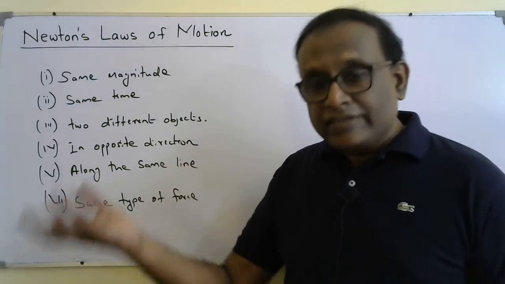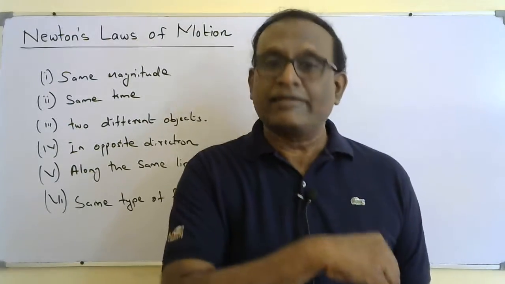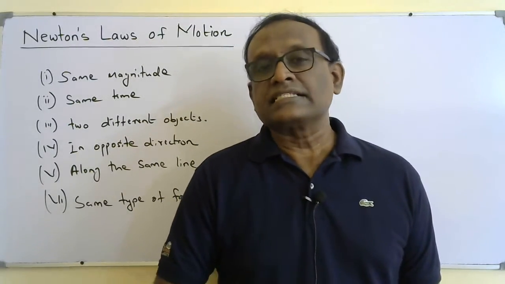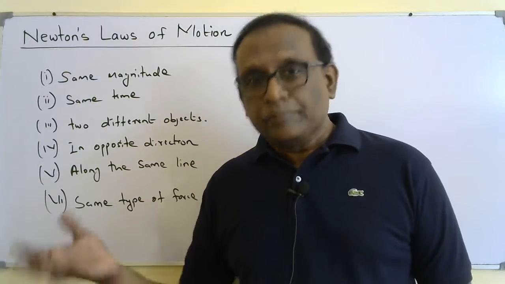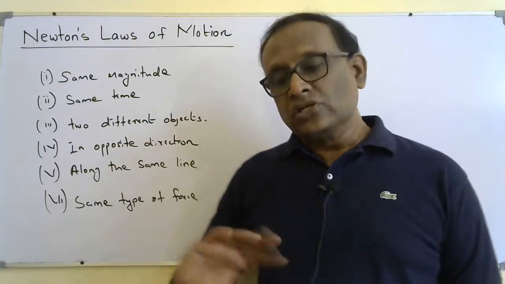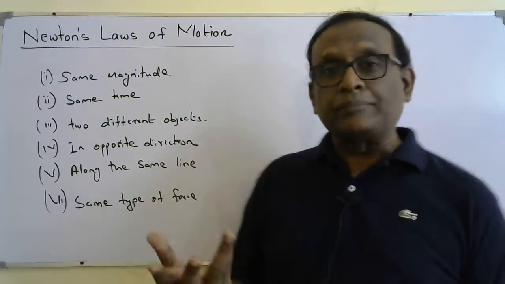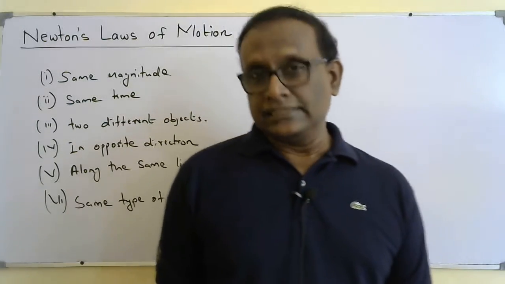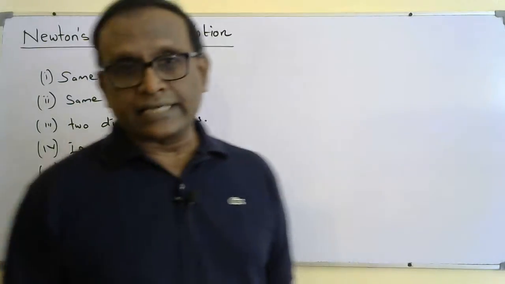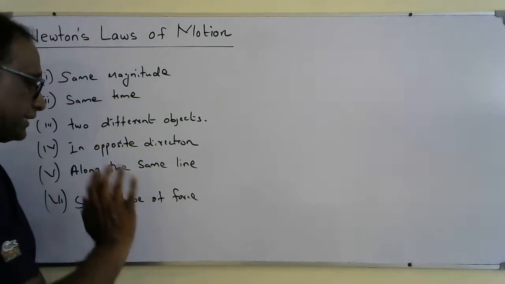If A exerts a gravitational force on B, B will exert a gravitational force on A. If A exerts an electromagnetic force on B, B exerts an electromagnetic force on A. So like that, they will be the same type of force. The types of forces you already learned in IGCSE, so I am not going to deal with that.